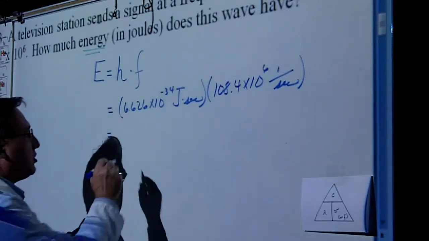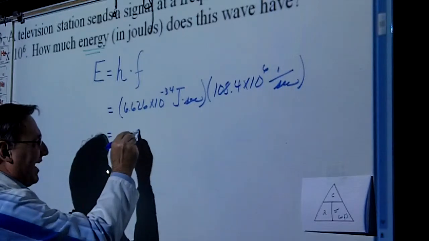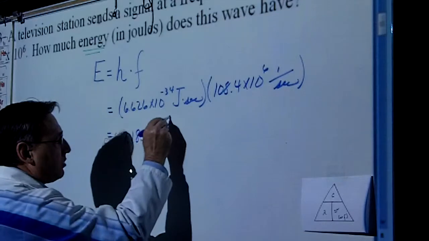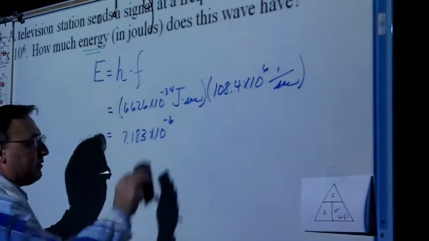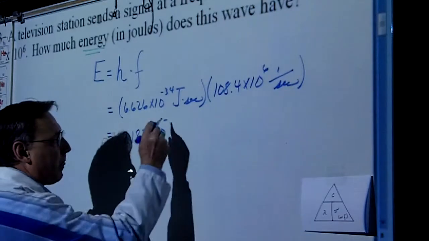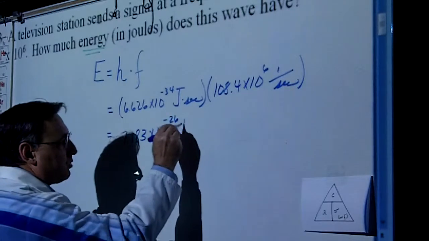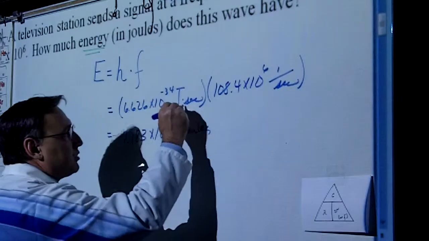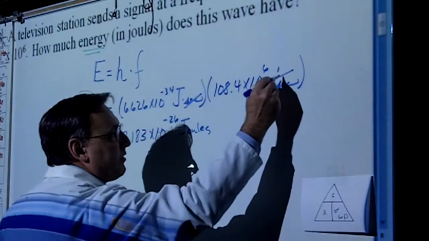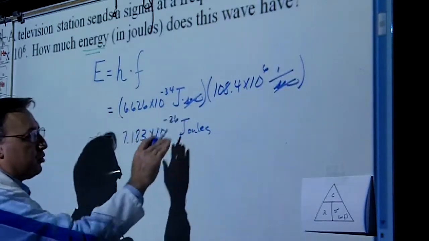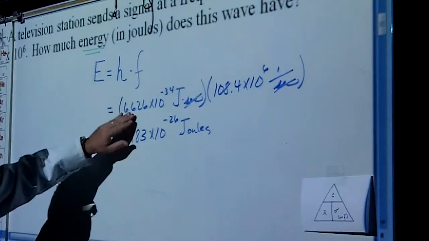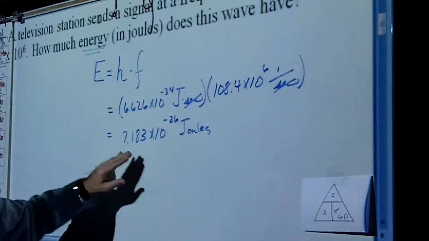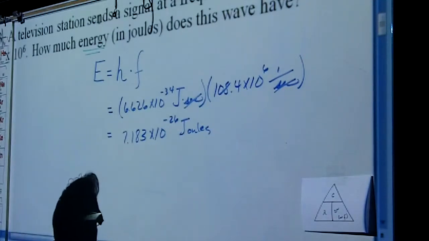I get this number, 7.183 times 10 to the negative 26, and that's joules. How did I get joules? Joule seconds and 1/seconds multiply together to give me just joules. I'm left with just joules. 4 significant digits here, 1, 2, 3, 4. That 0 counts because it's trapped. 4 significant digits in my final answer.